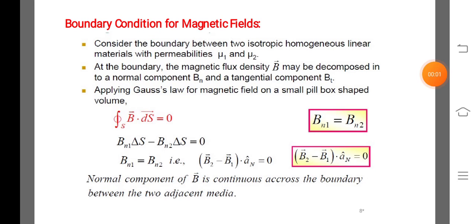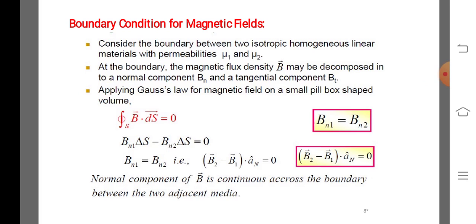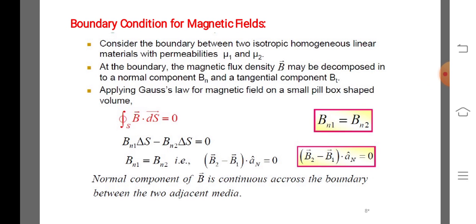Hello everybody, let us see magnetic boundary conditions. Magnetic boundary conditions means the behavior of magnetic field and magnetic flux at the boundary between two different magnetic media. So we make use of Gauss law for magnetic field, the closed integral of B dot ds equal to 0, and Ampere's circuital law, the integral of H dot dl equal to I.